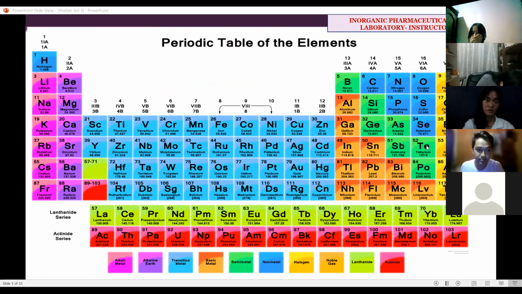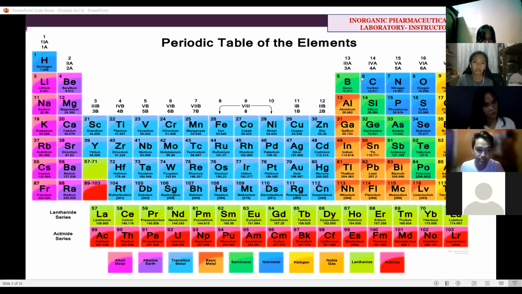Do you have questions? None? So the elements in the periodic table are color coded, like this one. Group 1A, they are called the alkali metals, though hydrogen also belongs to group 1A, but that is not a metal. Group 2A is called the alkaline earth metals. The blue ones here are the transition metals. The orange ones from aluminum to livermorium are the basic metals. So definitely we have more metals in the periodic table, since so far, all I have mentioned are metals except for hydrogen.